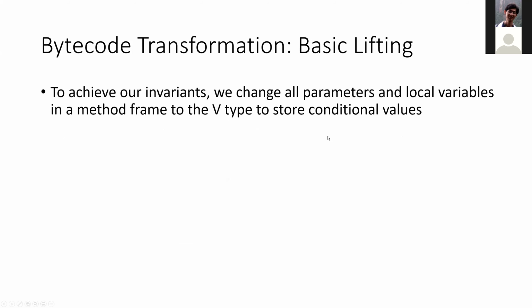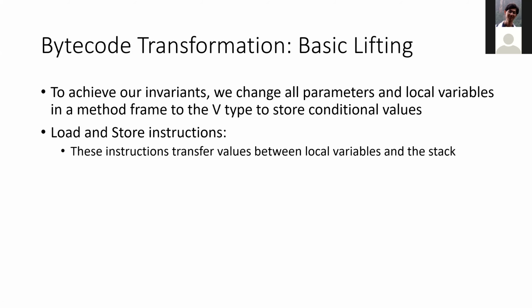Yeah, so to achieve the invariance, they change all parameters and local variables in the method frame to this V type to store conditional values. So, for example, for load and store instructions, these instructions basically transfer values between the local variables and the stack, and they basically just say that they transform them, even the primitive ones, into a load instruction, which is basically loading an object type.